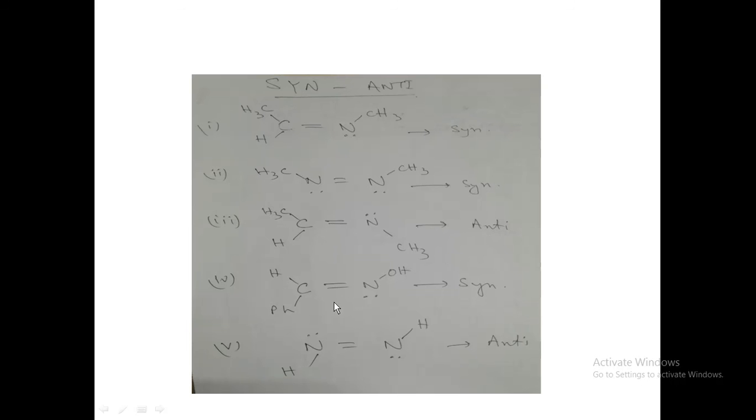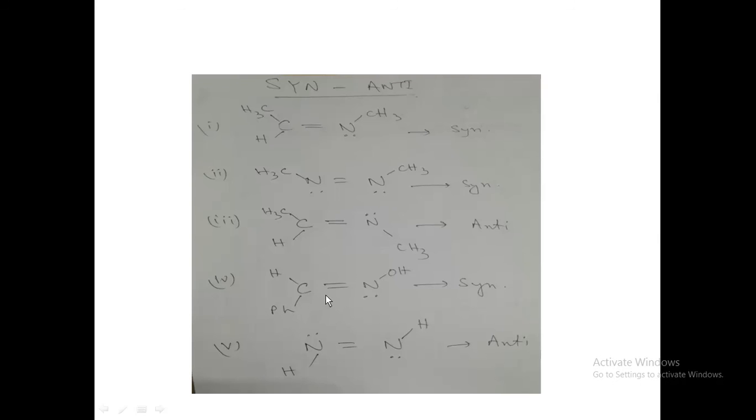Fourth, in the fourth compound you see H and OH, they are on the same side, and I have told you that in the syn-anti system, H and OH are considered as the same group. So here the same group on the same side, so it is the syn isomer. And the fifth one, the hydrogens are on the opposite sides, lone pairs on the opposite sides, so it is the anti isomer. This is the whole nomenclature of geometrical isomers. So thank you.